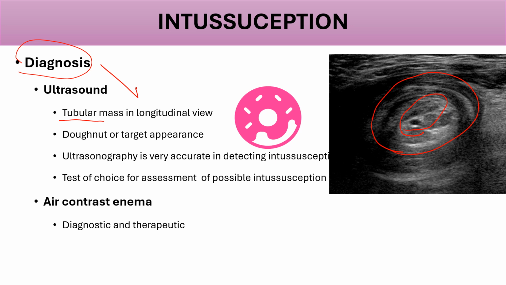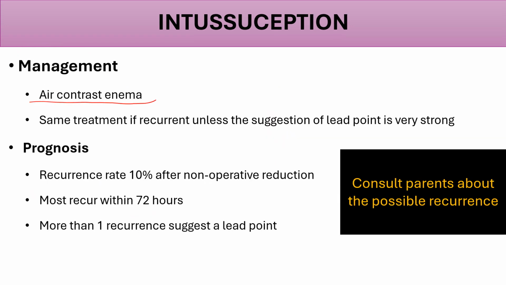If it's positive, the next step is air contrast enema. It is diagnostic and therapeutic. The classic treatment of intussusception is air contrast enema. It is the same treatment if it's recurrent, unless the suggestion of a lead point is very strong. For prognosis, it is very important to counsel the parents about the possible recurrence.